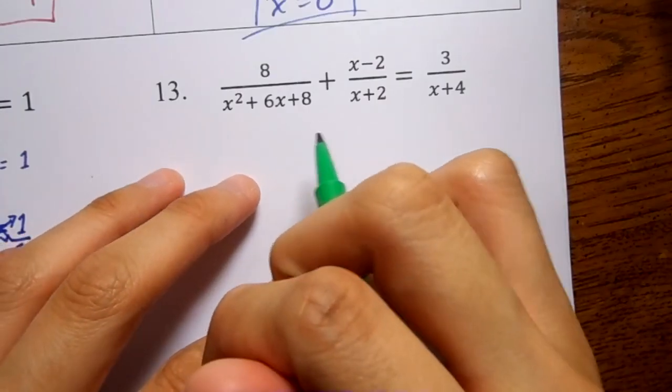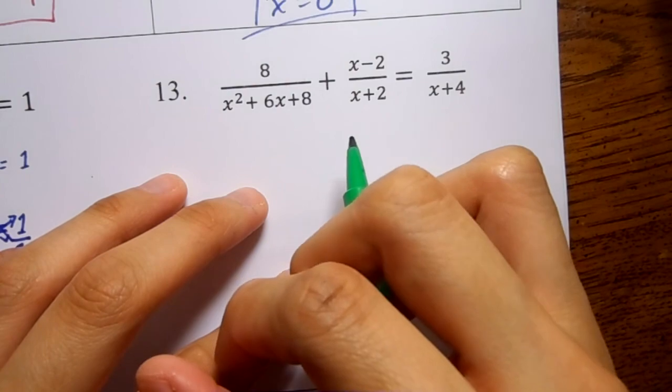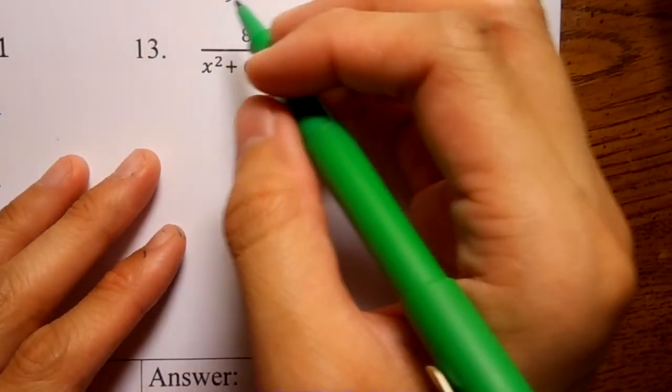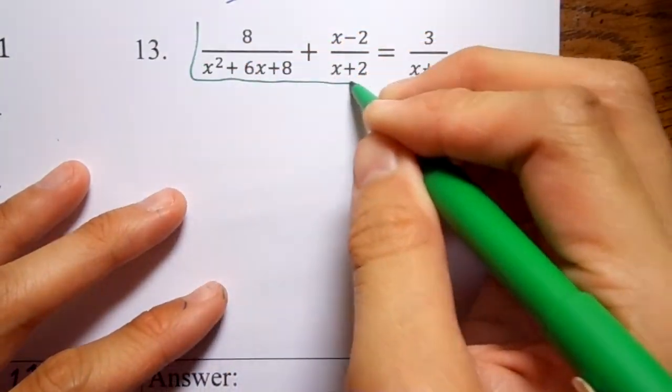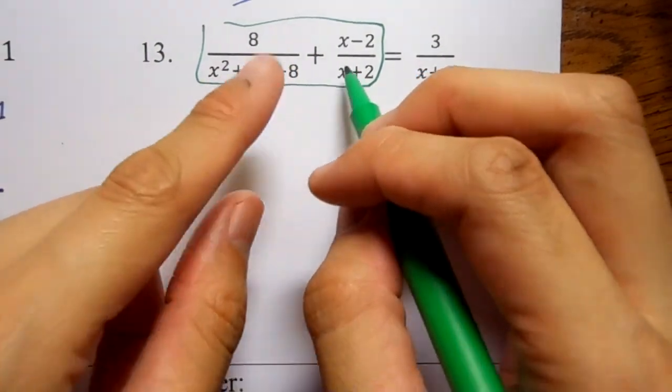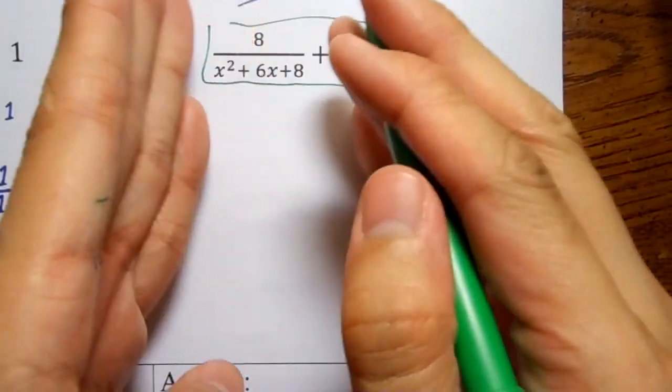Moving on to number 13, we have an equation, a rational equation. Right, so again, given this equation, I want to simplify this down into a fraction equal to another fraction. But I have two fractions here, so let's reduce and simplify this one.